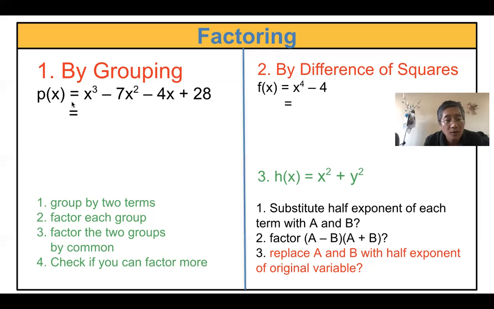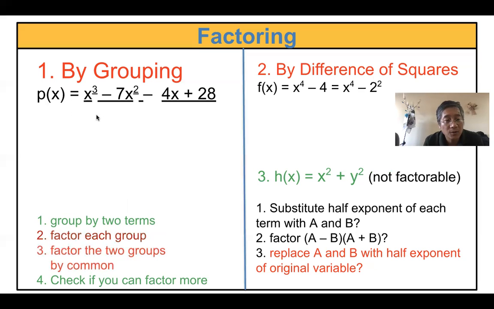So let's see. Do you have anything in common between these two terms? x, and the smaller power is a common factor. All right. So x squared is common for this. So x squared times x is x cubed. x squared times minus 7 is minus 7x squared. How about this one now? What is the common factor? 4, right? So when you take out a 4, not only 4, there's a minus. You should be careful with this minus.